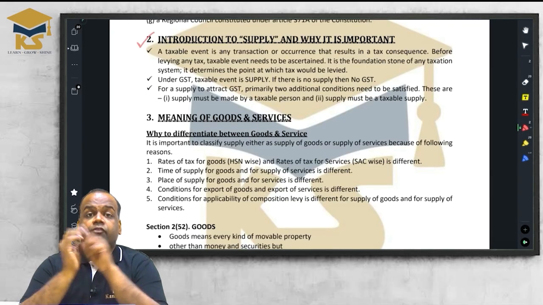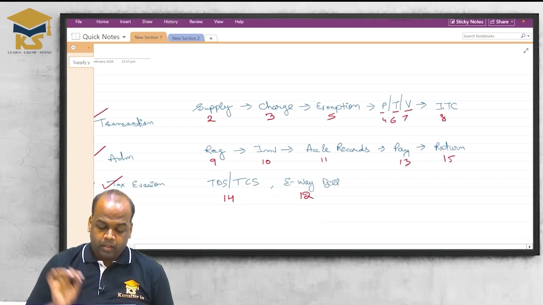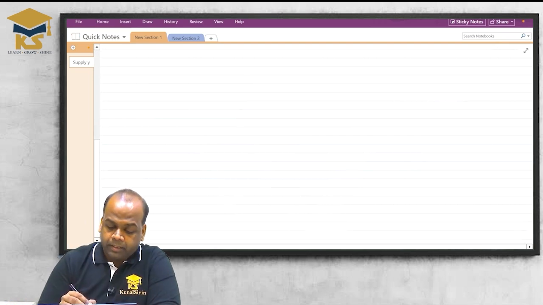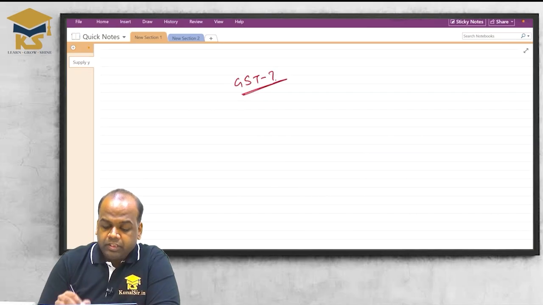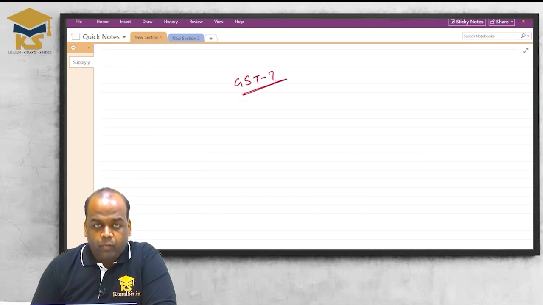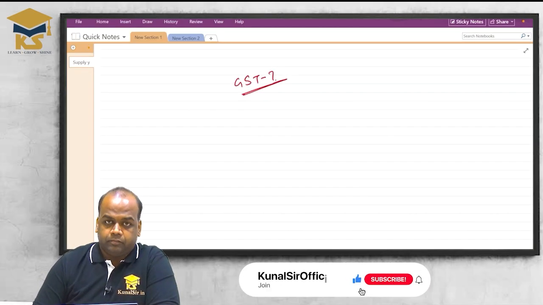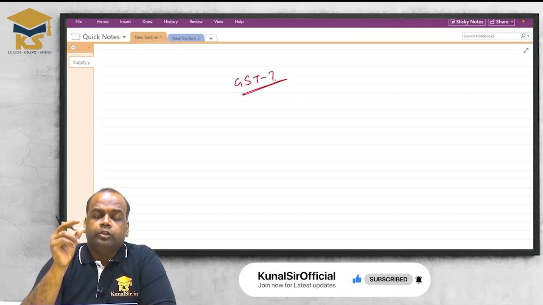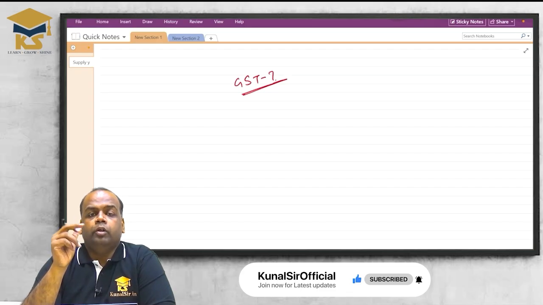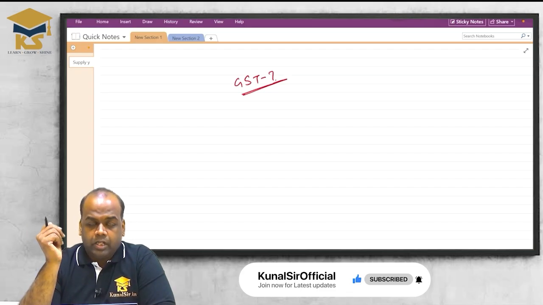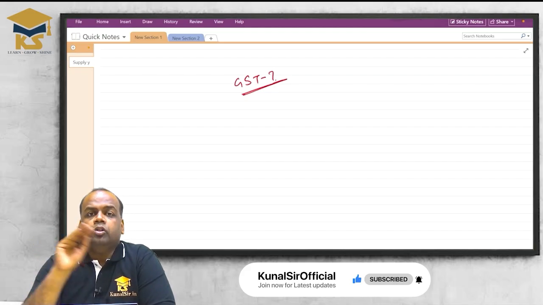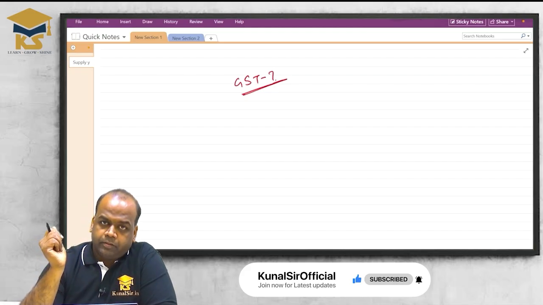that is introduction to supply and why it is important. So friends, first we have to understand one thing. When GST is to be paid, when GST is applicable. Under any law, there is an event called taxable event. Until and unless there is a taxable event, no tax can be collected by the government.